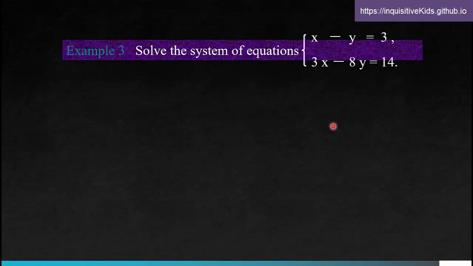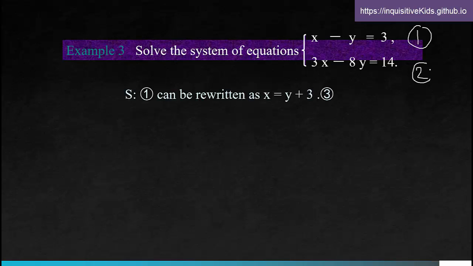Example 3. So we're doing a lot of practice right now. Solve the system of equations x minus y is equal to 3, 3x minus 8y is equal to 14. Think about how you converted the equation, without eliminating any variables yet, but isolating one variable onto one side of an equation. Think about how you can do that right now. Well, equation number 1 is not written right now, but we can just write equation number 1 here, and equation number 2 for this one.